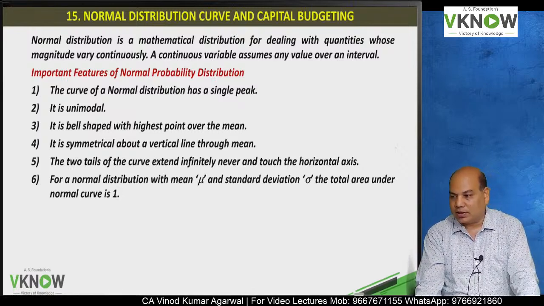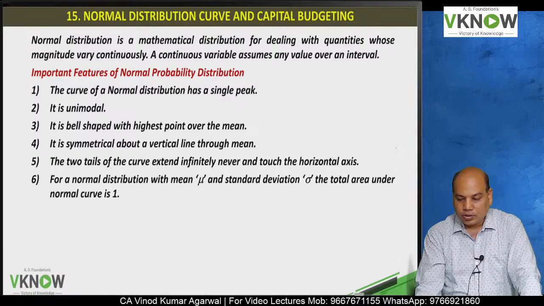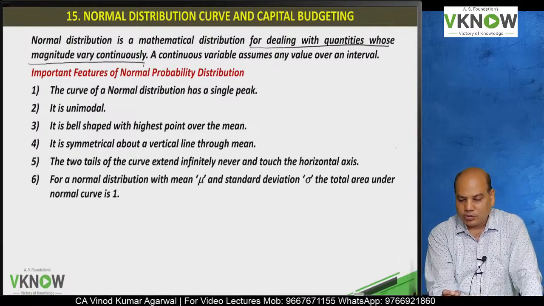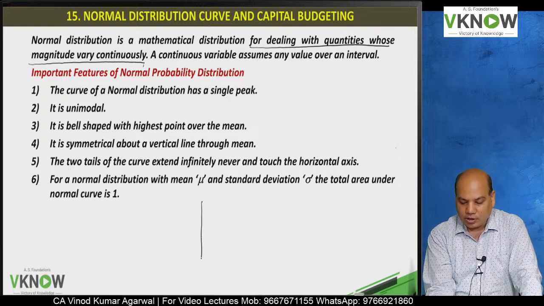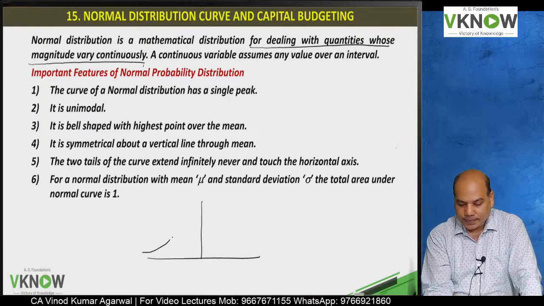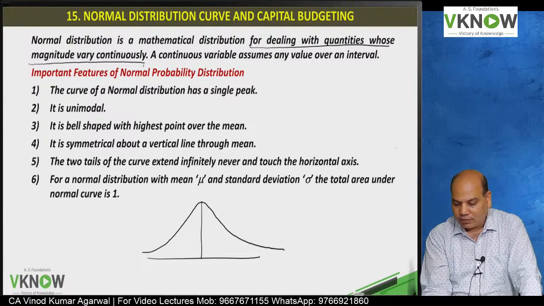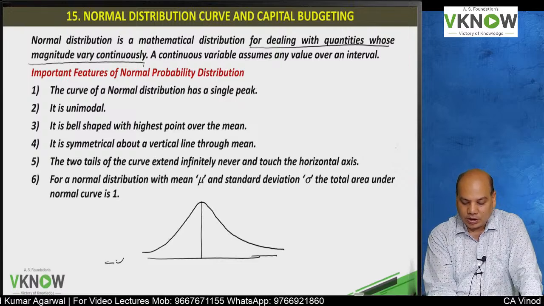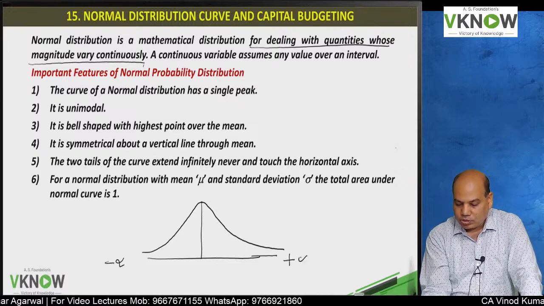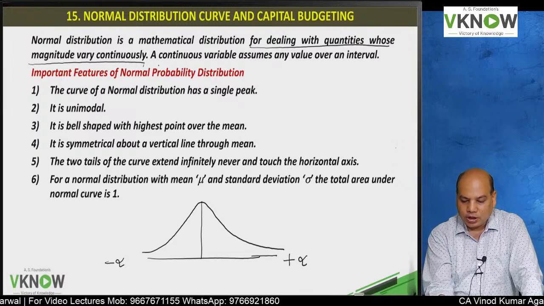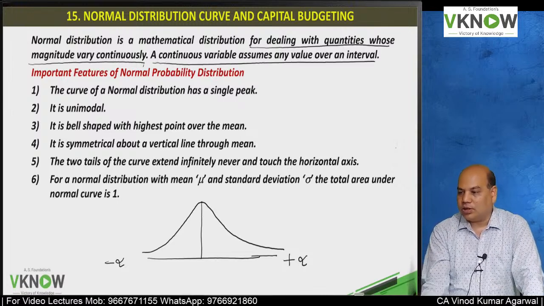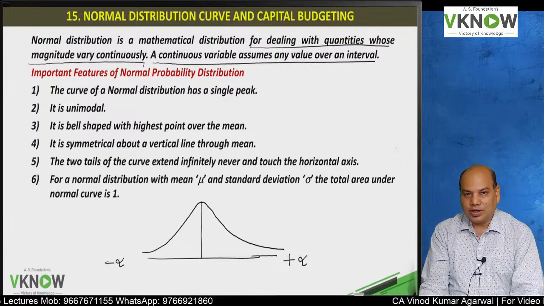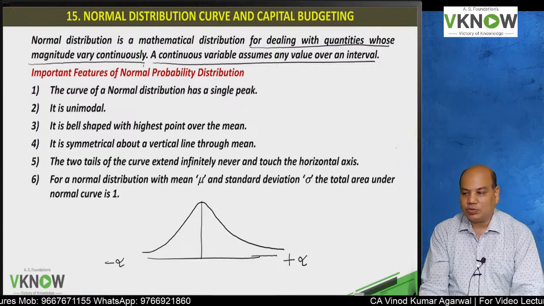Normal distribution is a mathematical distribution for dealing with quantities whose magnitude varies continuously. That means the variable can acquire any value. It can range from minus infinity to plus infinity. A continuous variable can assume any value over an interval. That means its value can be anything between minus infinity and plus infinity.